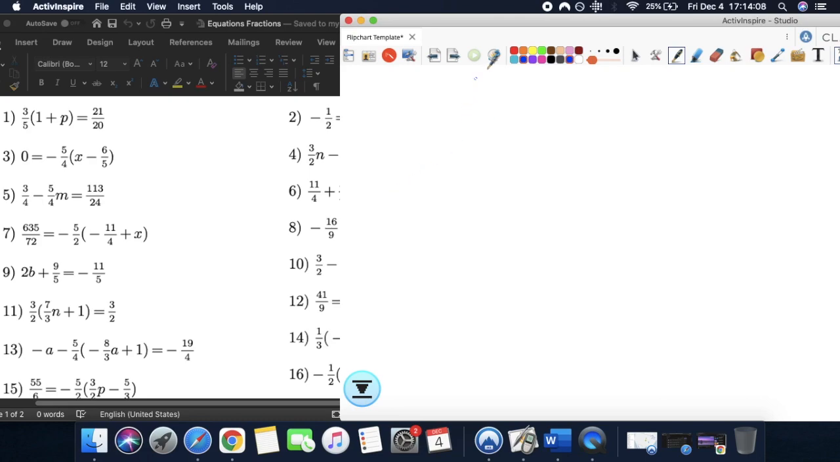So number 9 is, now that looks very simple. 2b plus 9 over 5 equals negative 11 over 5. So let's get rid of the denominator. So multiply every single term here times 5, and this guy times 5. So I'm going to get these two simplified to 1. 1 times negative 11 is negative 11. These two also simplify to 1, and 1 times 9 is 9. And this one is 5 times 2, which is 10b.